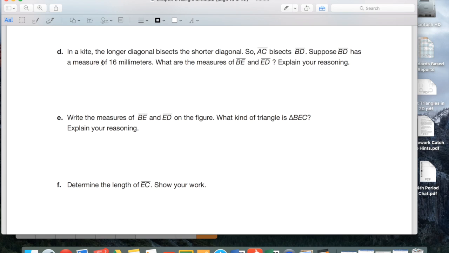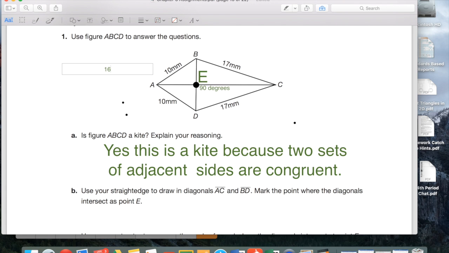Suppose BD has a measure of 16 millimeters. What are the measures of BE and ED? Explain your reasoning. So I want to go back up to the top and look at BD, and I'm going to label it 16 millimeters. So if it's 16 millimeters, that means each section is 8.